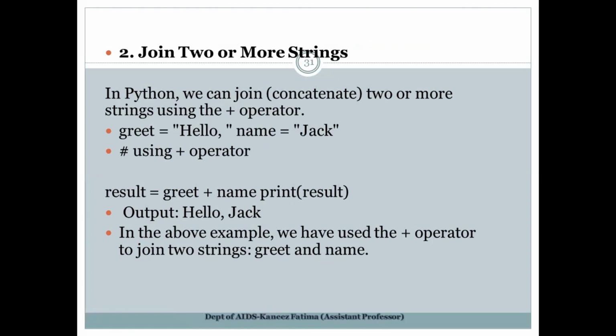Another method, as we said, is to join two or more strings. In Python, we can join or concatenate two or more strings by using the plus operator. Greet is a variable, and name is Jack. Using the plus operator, result equals greet plus name, then print. So greet is hello, plus I am giving the name as Jack. So print of result gives hello Jack. In the above example, we use the plus operator to join two strings. We also have the string concatenation method.